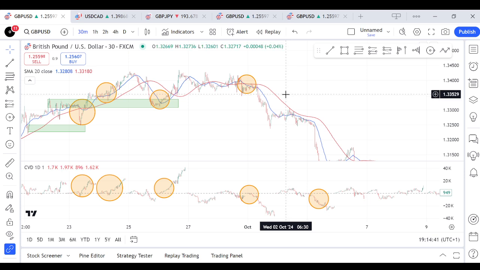Always remember to manage your risk effectively, and use stop loss orders based on key levels identified through CVD analysis. This will help you protect your capital in case the market moves against you.